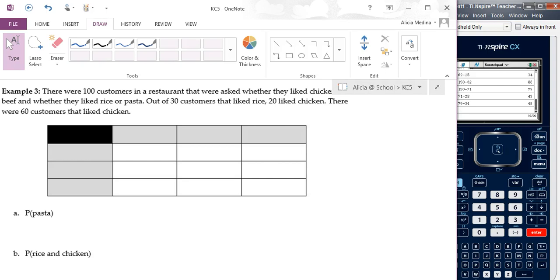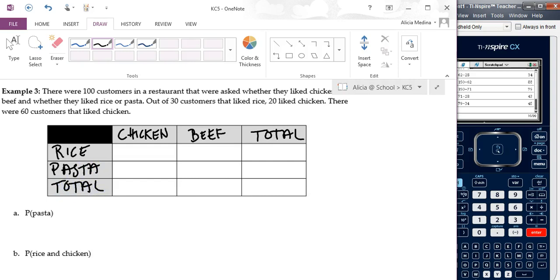So what are the things we're combining? Well, we're doing chicken or beef. And here's going to be our total. What are they liking? They either like pasta or rice. Right, so rice or pasta. And here's our total as well.